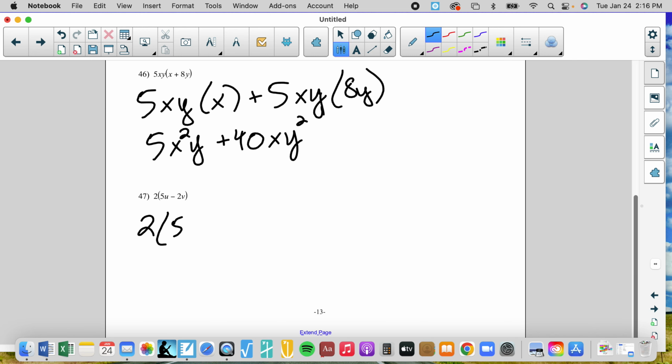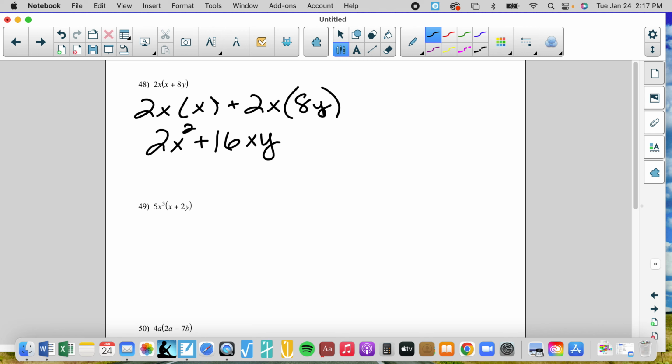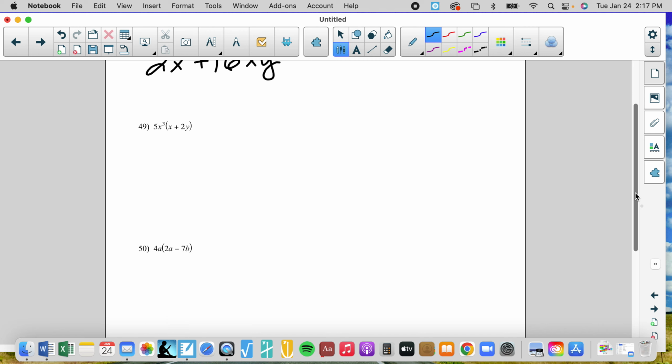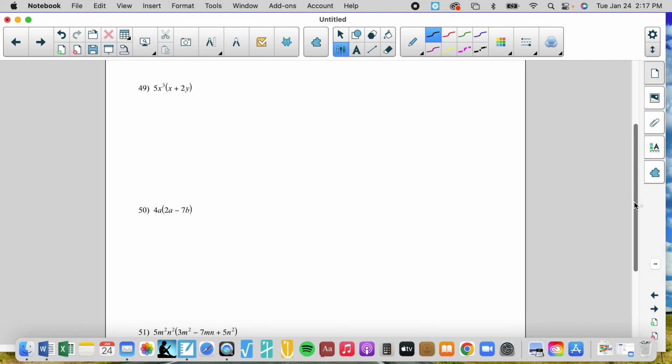So 2 times 5u plus 2 times negative 2v, 10u minus 4v. 2x times x plus 2x. Did you see that? I wrote 8. I was looking at 8 and wrote 2. That was interesting. A little subconscious, right? 2x times x gives me 2x squared. 2x times 8y gives me 16xy. Coefficients, then variables. There were no like variables, so we just show them written next to each other, alphabetical order.